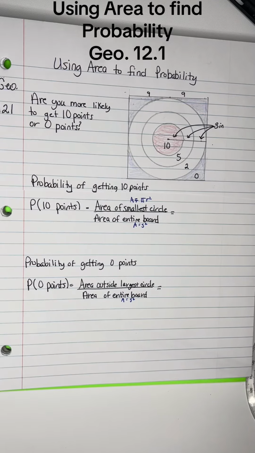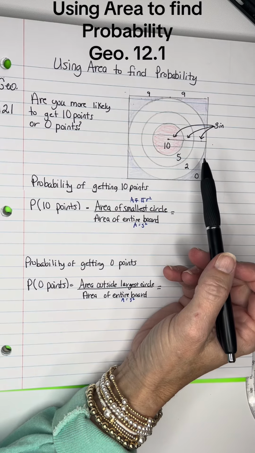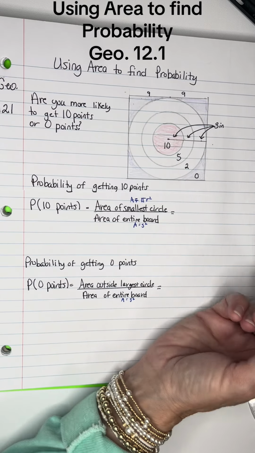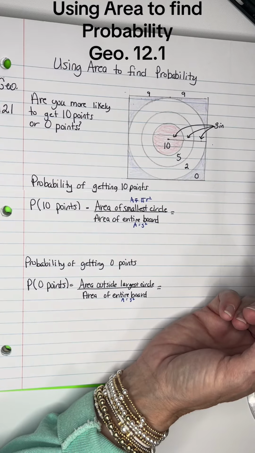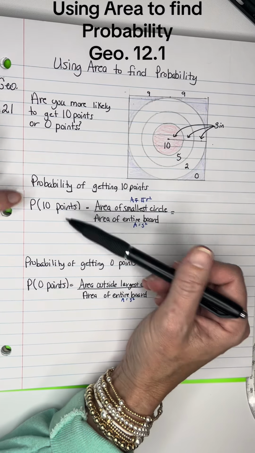Throw a dart at this board here. Our dart is equally likely to hit any point inside the square board. Are you going to be more likely to get the 10 points in red or the 0 points that are in the purple?